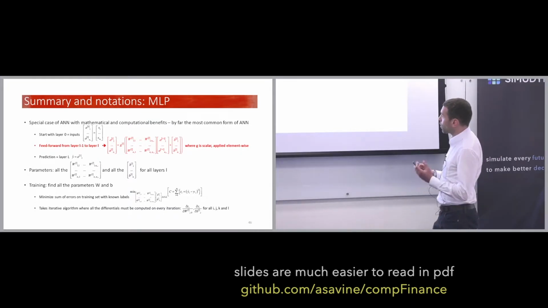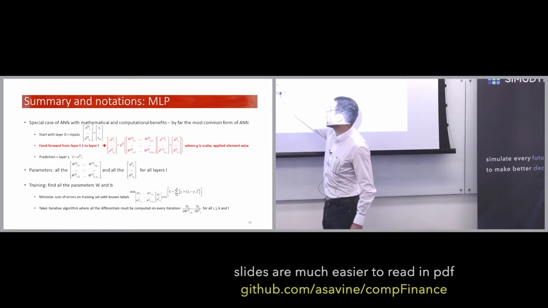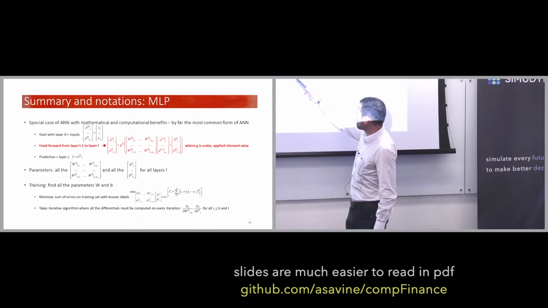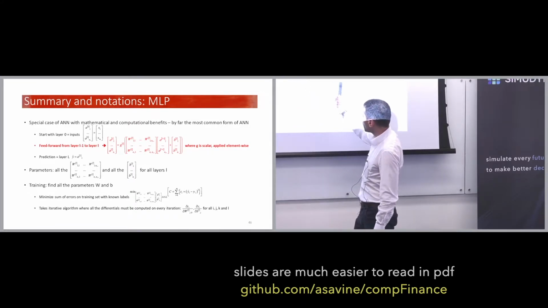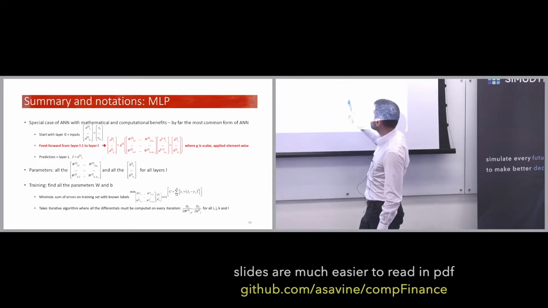So now our feed-forward equations consist in a linear combination of a previous layer followed by an element-wise nonlinear activation. So it's the same thing. We start with a layer 0. These are our inputs, so A0 is X. And the feed-forward is now more specific. We get layer L out of layer L minus 1 by applying this feed-forward equation.